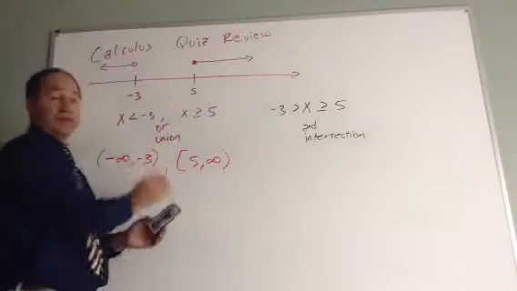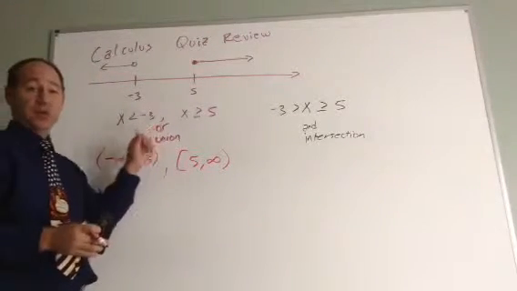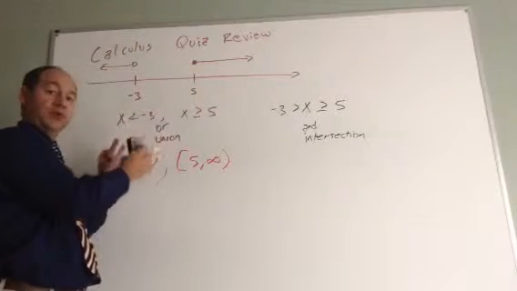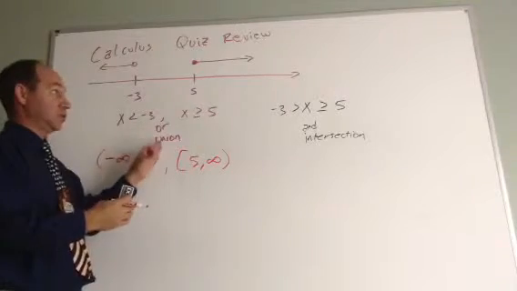Now because I have two different things, this comma is representing an or, a union, which means it has to be true in one or the other in order for it to be in the set. So we just need one or the other, that's a union.